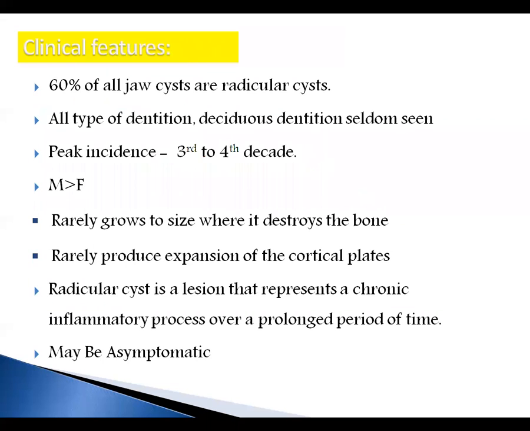Clinical features: 60% of all jaw cysts are radicular cysts. They occur in all types of dentition, though deciduous dentition is seldom affected. Peak incidence is in the third to fourth decade. Males are more commonly affected than females. It rarely grows to a size where it destroys the bone, and rarely produces expansion of the cortical plates. A radicular cyst is a lesion that represents a chronic inflammatory process over a prolonged period of time, and may be asymptomatic.